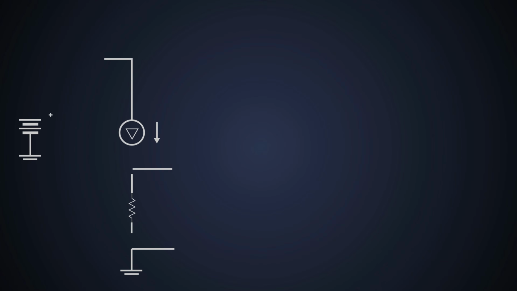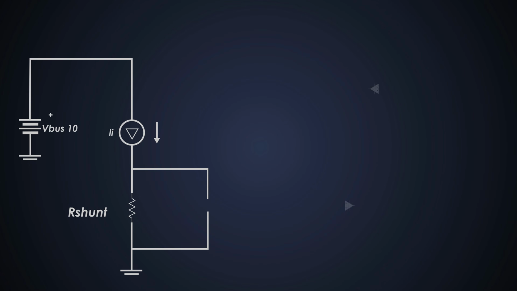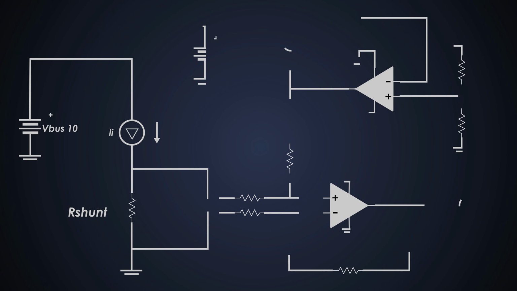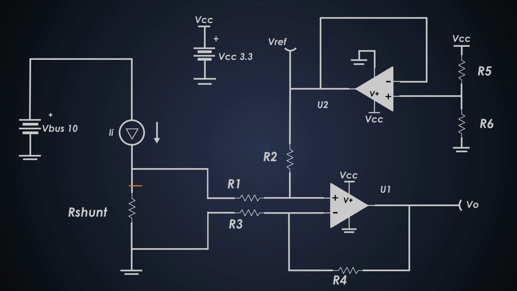Now, let's break down the design of our low-side bidirectional current sensing circuit. For that, we'll need a few key components. First is a shunt resistor, two operational amplifiers, and some precision resistors to ensure accuracy. The shunt resistor is crucial because it creates a small voltage drop proportional to the current flowing through it. This voltage drop is then amplified by the operational amplifiers to give us a readable output.